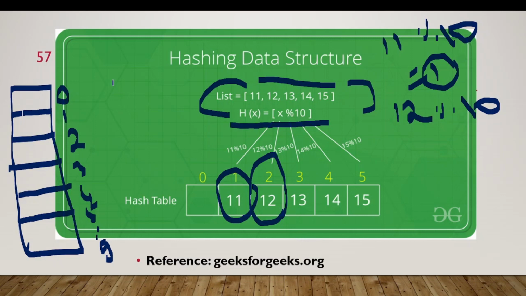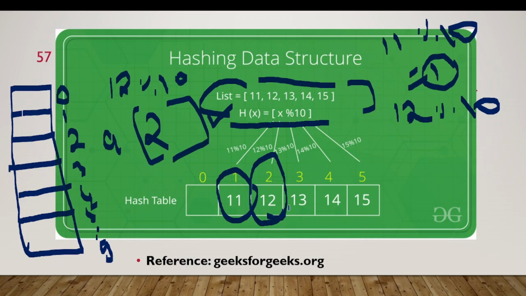Next time when I want to search, for example, whether 12 is present in the hash table or not, we will use the same hash function. So we do 12 mod 10. What is the answer? 2, right? So directly we will retrieve A of 2. A of 2 is 12, where A is the name of the array. Is this clear? So only one search step is required.